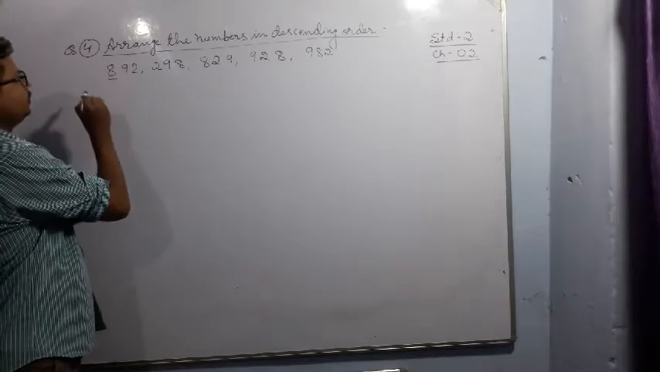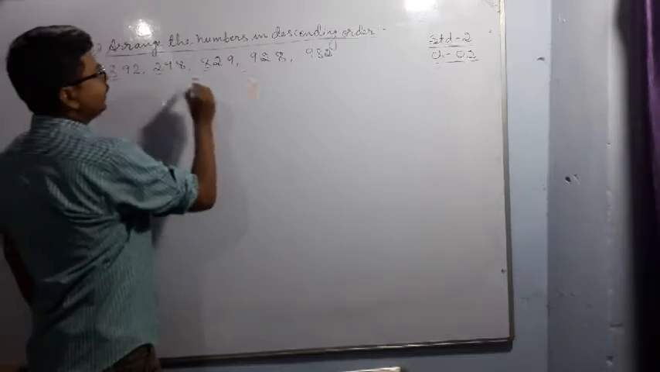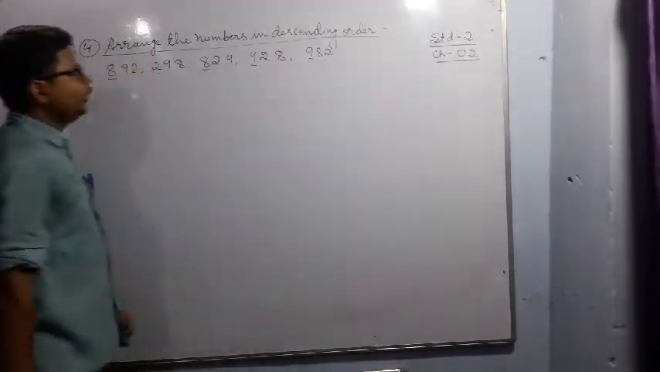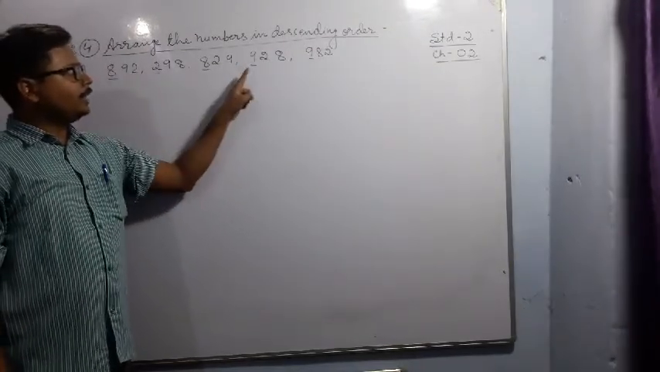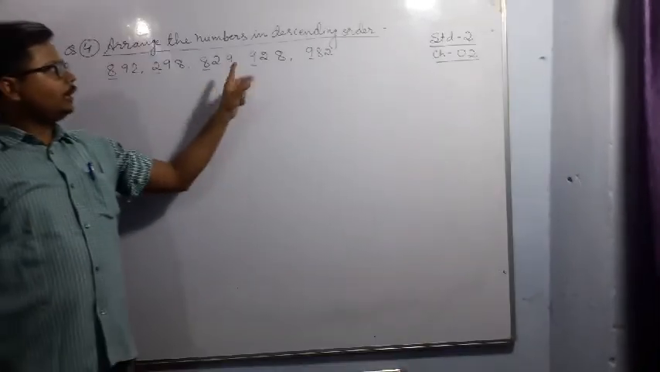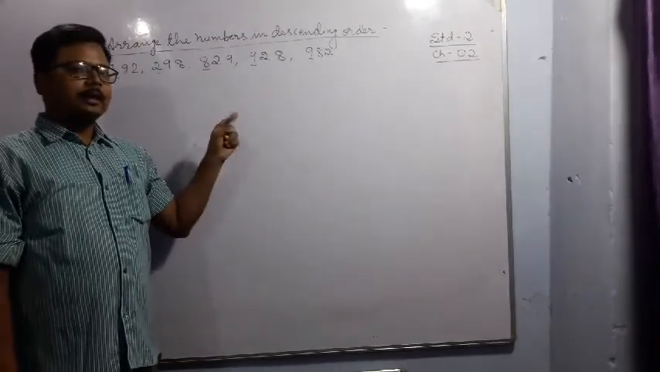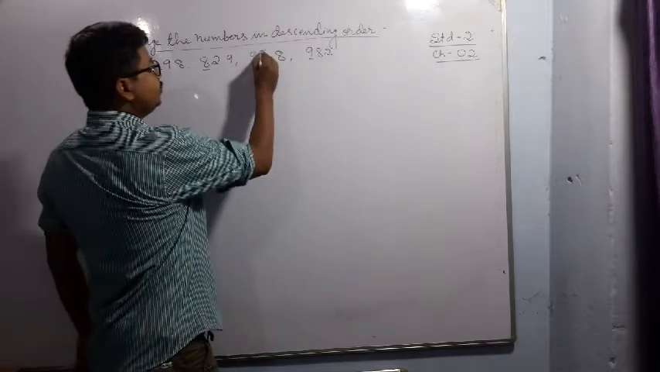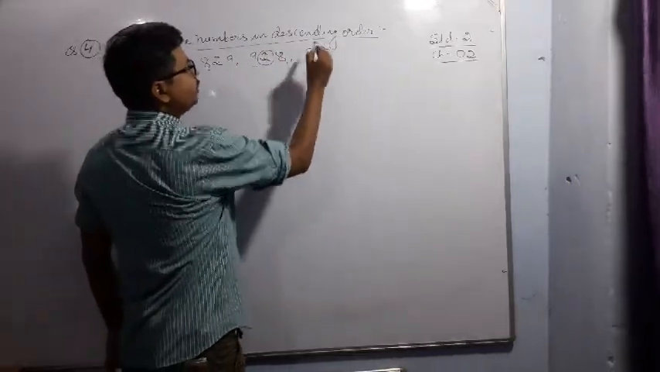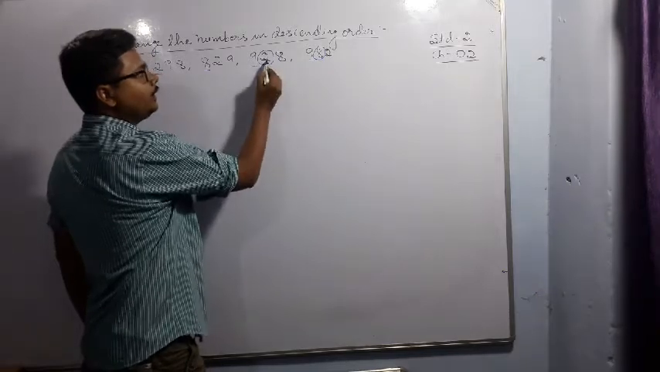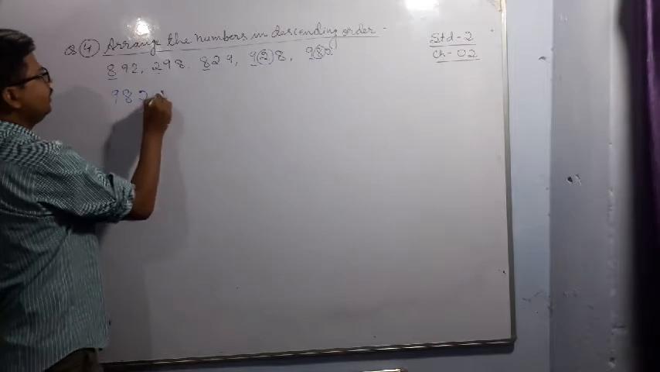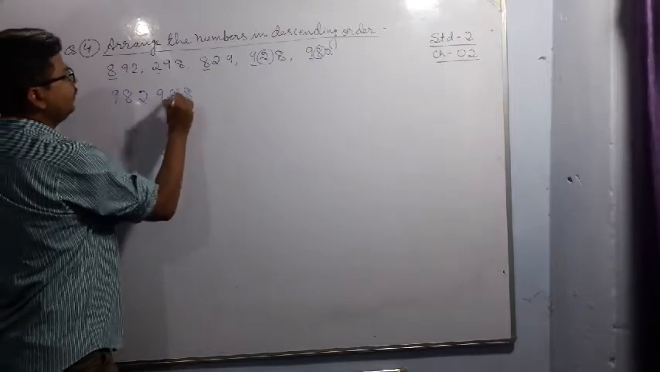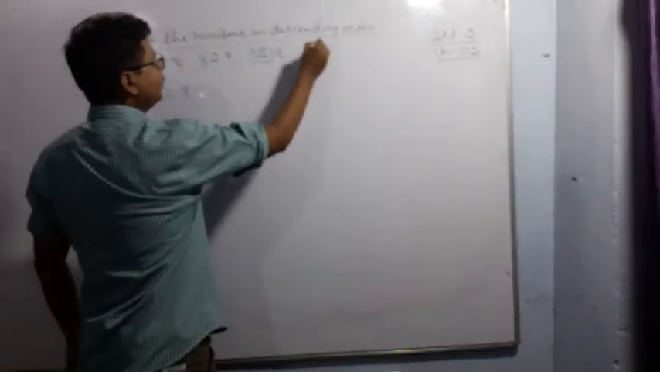Now according to rule, let us solve this question. In hundreds place 8 is there, here 2 is there, again 8, again 9, again 9. So the largest digit in hundreds place is 9, but you can see in this question there are two 9s, means 928 and 982. So in that case we will check the tens place. In this you can see tens place is 2 and this is 8. So definitely 982 is greater than 928. So we write here 982 first, then 928.